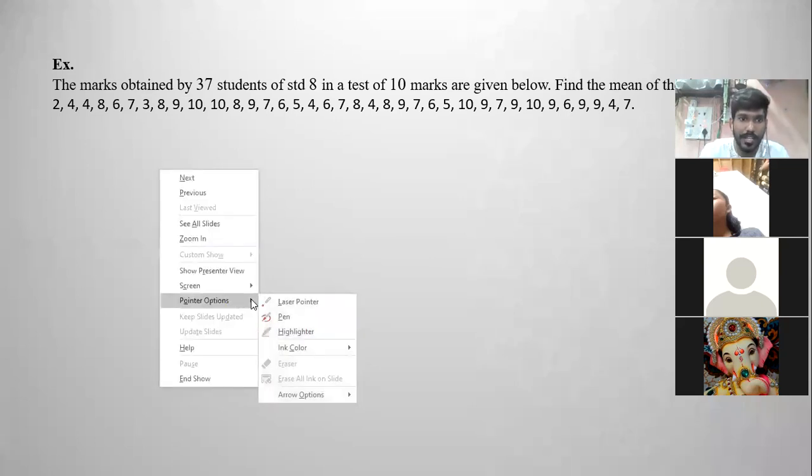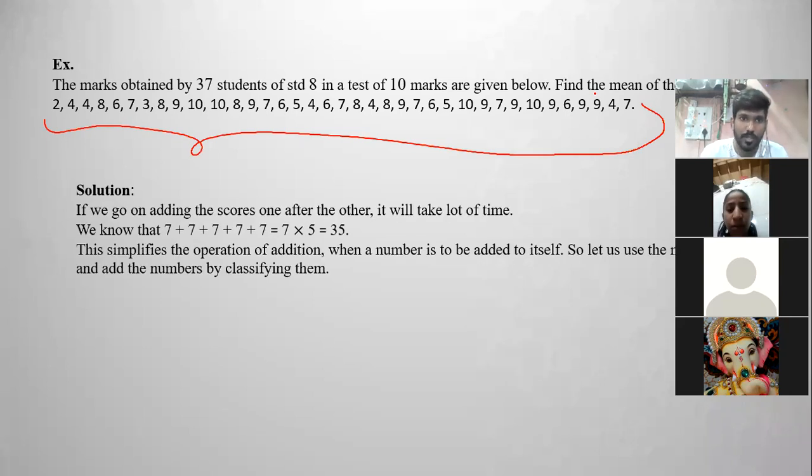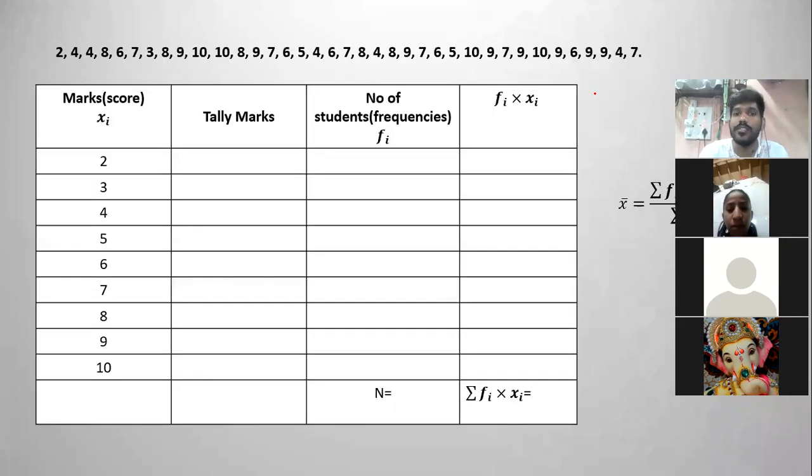Okay. If you look at this exercise, the marks obtained by 37 students of standard 8 in a test of 10 marks are given below. Find the mean of the data. Now in this case, the data values are very big, and for you to keep on adding, it will take a lot of time. These data values are too many, and if you keep on adding, you will make a mistake. So there is one simple way of doing it: preparing a frequency distribution table. Now what is the meaning of this?